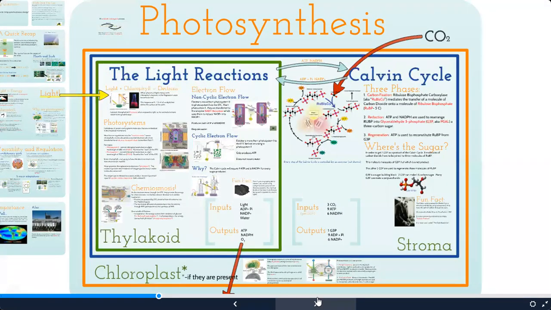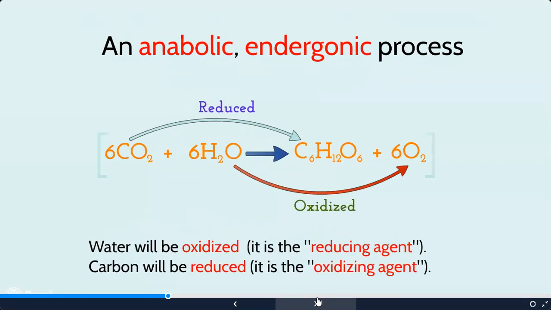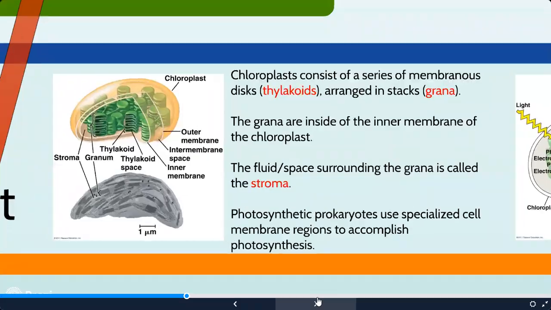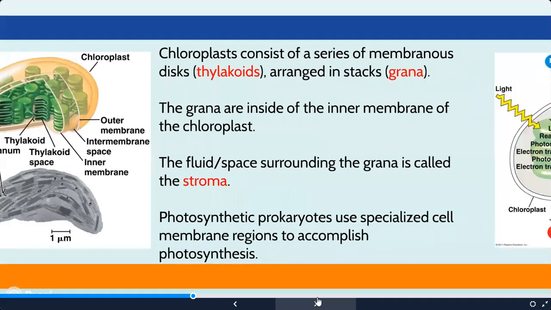So moving on to the biochemistry. We can skip over that.